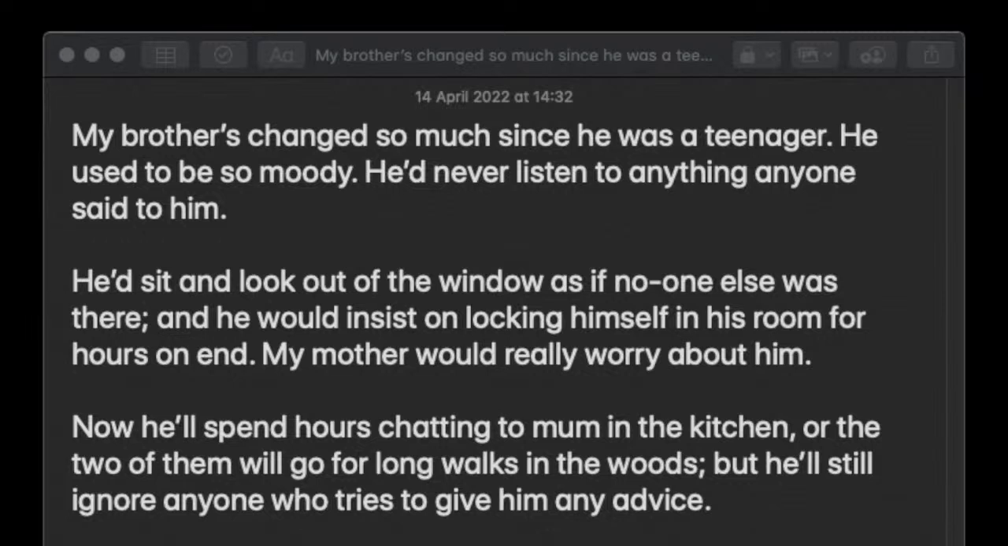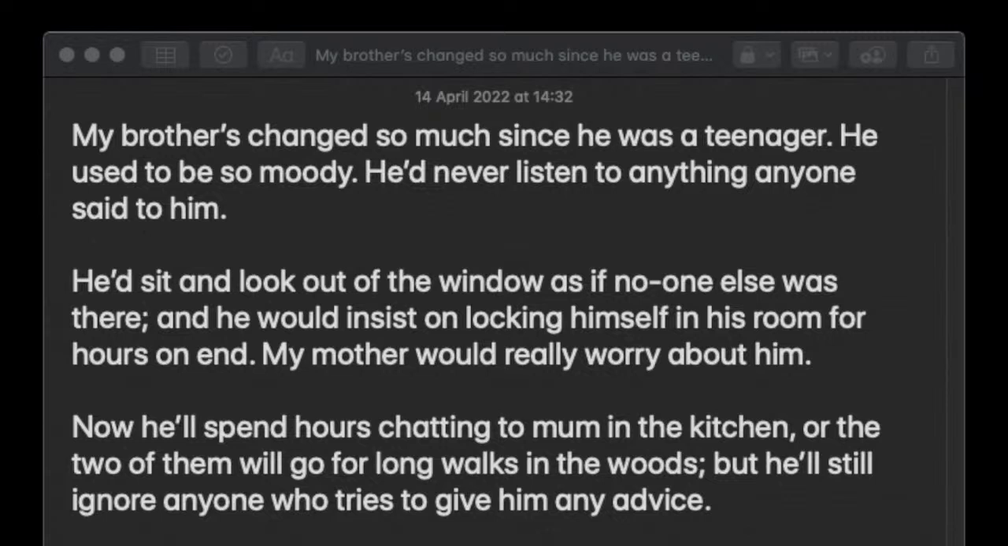Okay, you can think of look out of the window as a sort of phrasal verb. He was looking out of the window. He wasn't just looking out of the window. He was looking out of the window. Okay, I hope that's clear. So it would be better if you said he'd sit and look out of the window as if no one else was there.